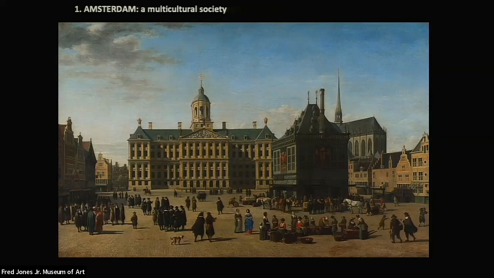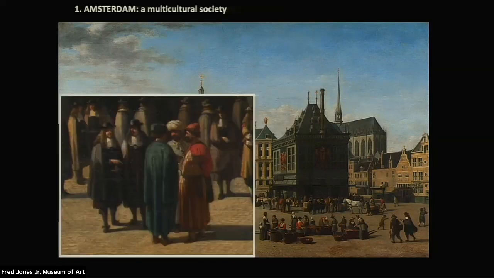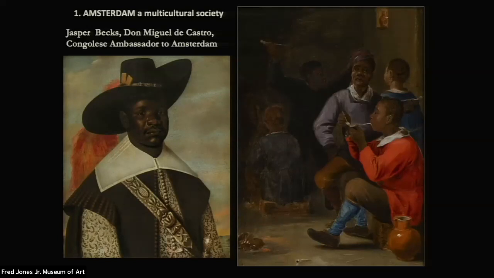The ships that brought these goods also brought a wide variety of merchants from foreign lands. In the lower left, next to the two Dutch merchants, we see three men from the Middle and Far East. Also on these ships were Africans, ranging from the Congolese ambassador to Amsterdam on the left, to day laborers seen here smoking in a tavern.